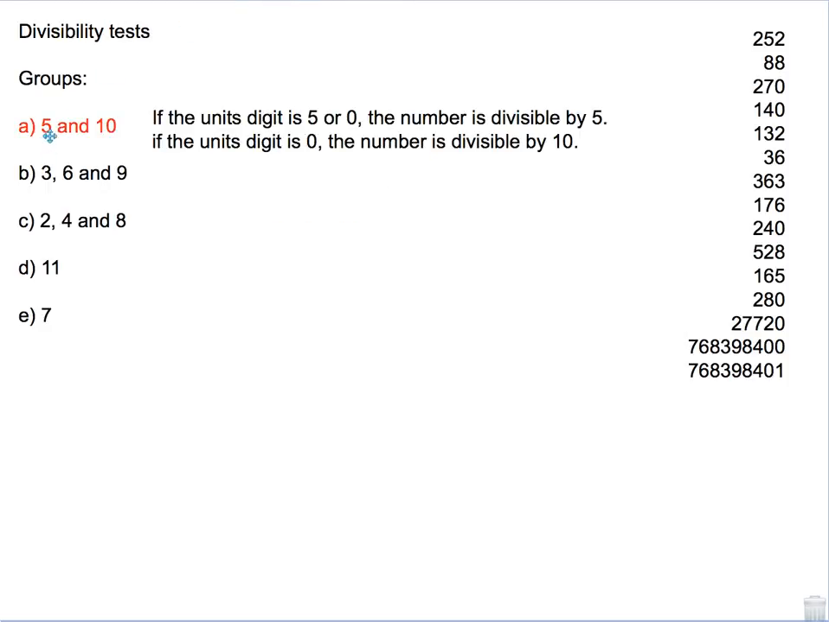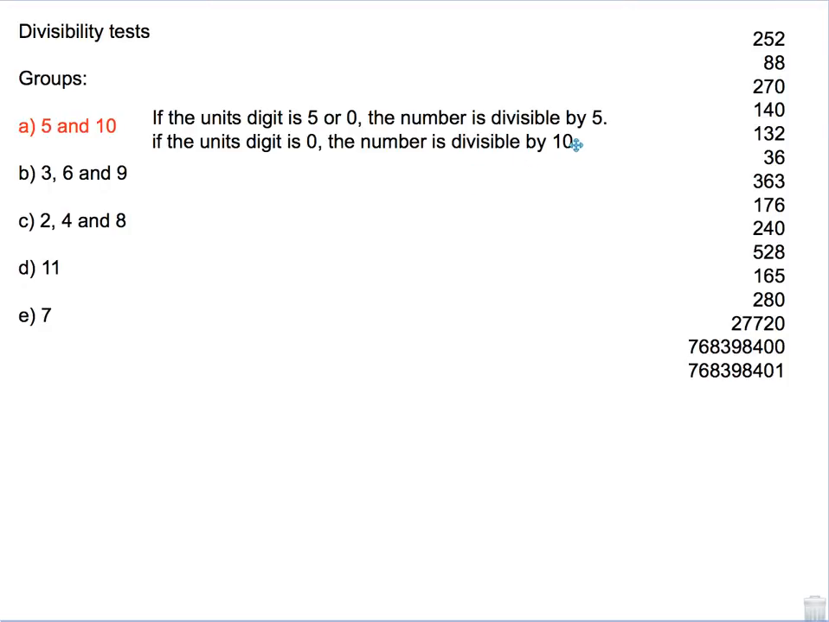The divisibility tests for 5 and 10 are related to each other. In each case, we look at the units digit, or the rightmost digit of a number. And if the units digit is 5 or 0, then the number is divisible by 5. So let's take a look at this list. The first number on the list that's divisible by 5 is 270. And then the next one is 140, because those have 0 as the units digit. If we go down farther, we see 240, and we see 165. That has 5 as a units digit, so that's divisible by 5. And then 280, 27,720, and then this big number.